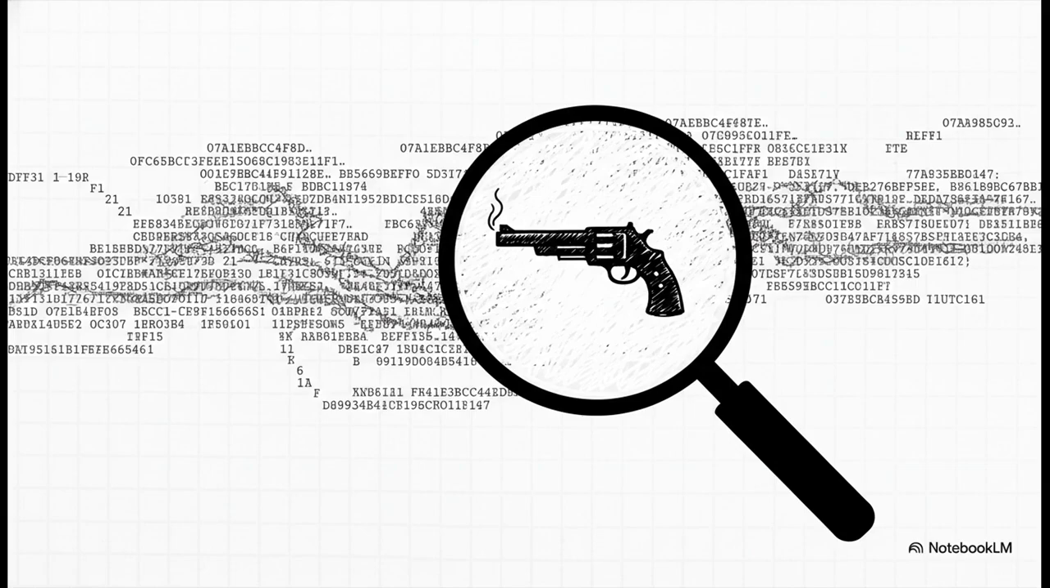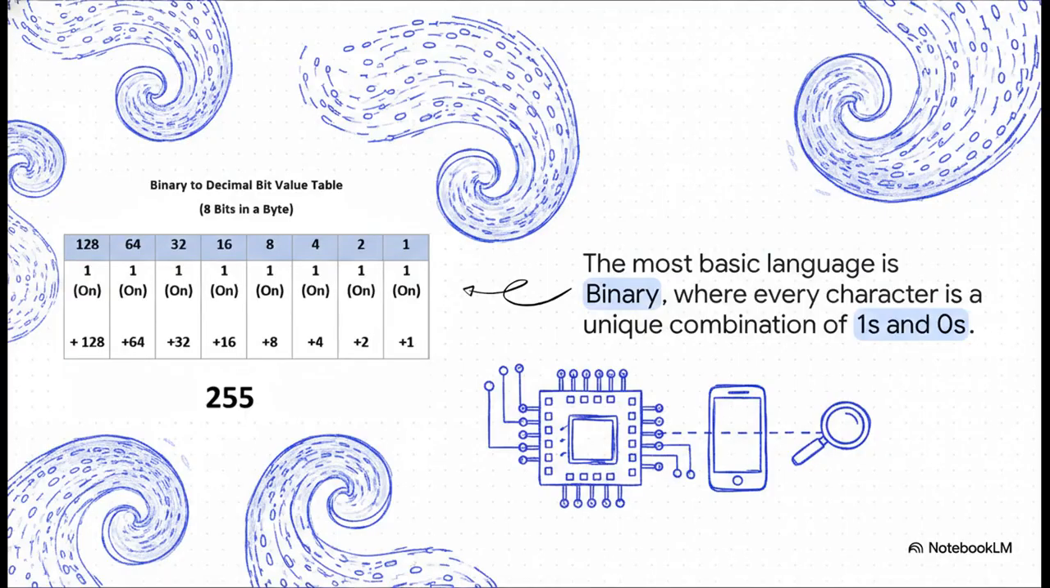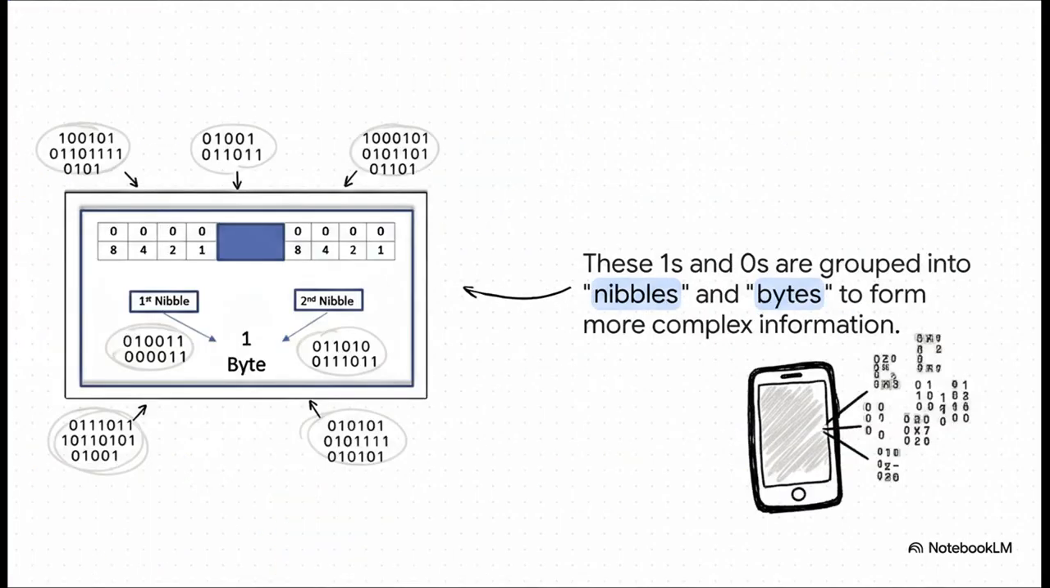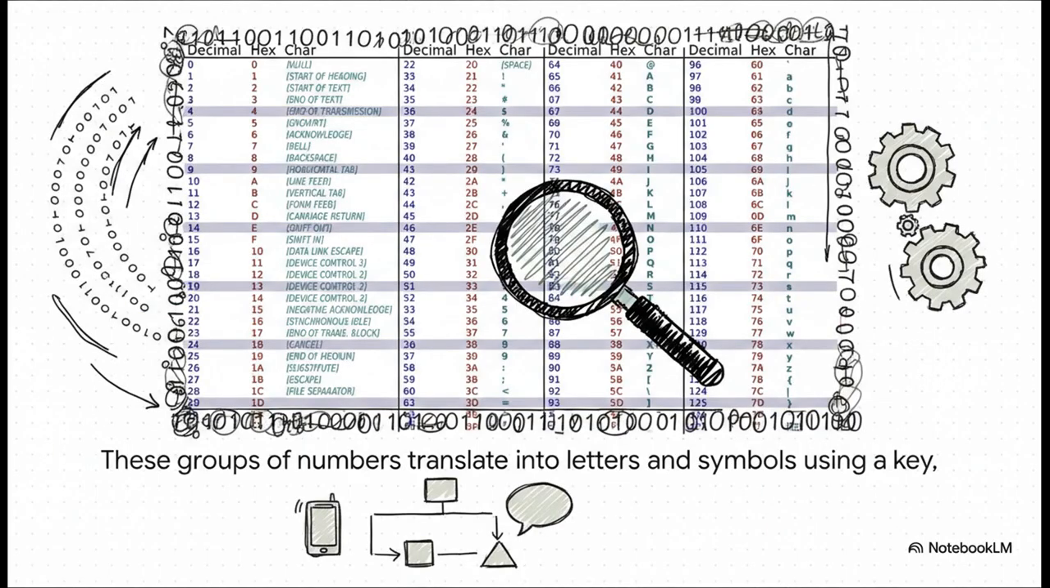This is what I mean. The evidence is often hidden in plain sight, just looking like total gibberish. To translate that gibberish, an examiner has to start at the very foundation of digital language: binary. At its absolute core, every single piece of data on your phone is just a long series of ones and zeros. Now, these ones and zeros are grouped together into what are called bytes. And by combining these bytes in very specific patterns, the phone can start to form more complex information, like numbers and eventually letters. And this is the key that cracks the code.